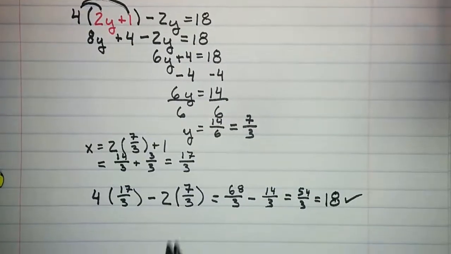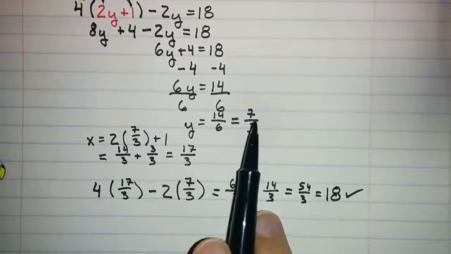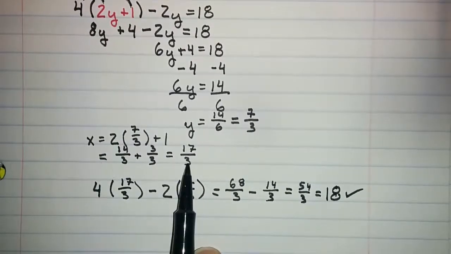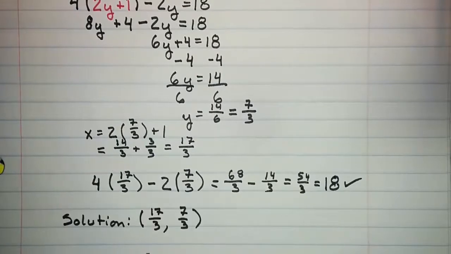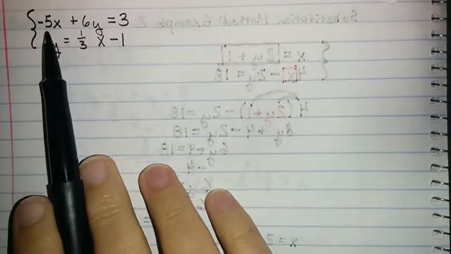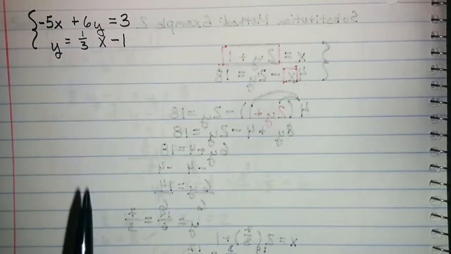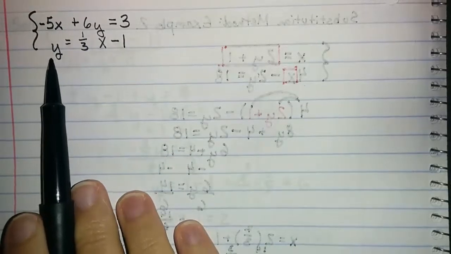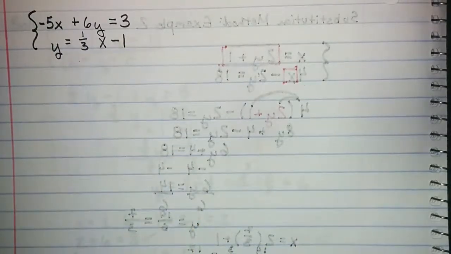What was our solution? Y equals 7/3, x equals 17/3. It's important that we get these in the right order, right? It matters which one is x and which one is y. I'm going to give you one of these to try. I'm going to give you one where the numbers work out fairly nicely. Solve the system negative 5x plus 6y equals 3 and y equals 1/3 x minus 1. Pause the video and try this now.